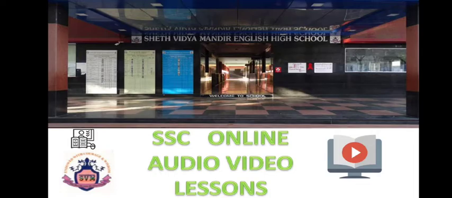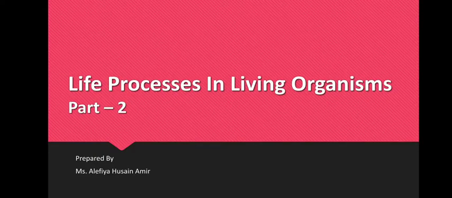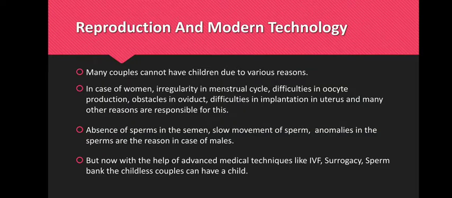In today's video, which is a continuation of the chapter Life Processes in Living Organisms Part 2, we are going to talk about reproduction and modern technology. In all our previous videos, we have studied how reproduction takes place in plants and human beings. In today's video, we are going to focus on what if people have problems in their reproductive system and how we can correct them and overcome such problems.